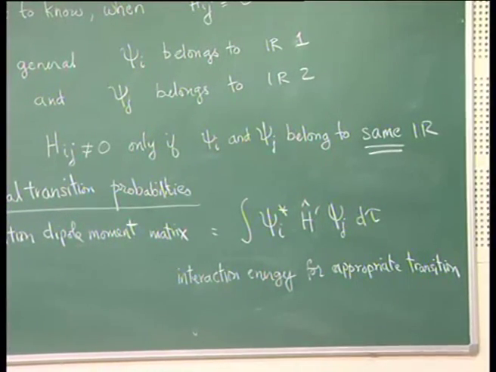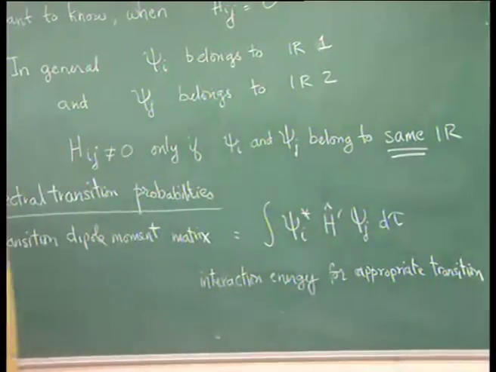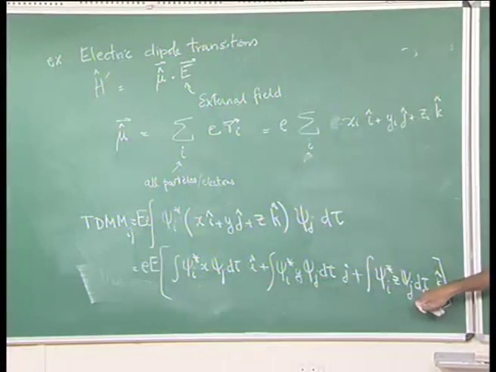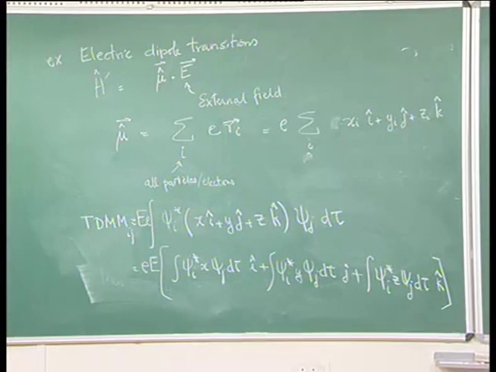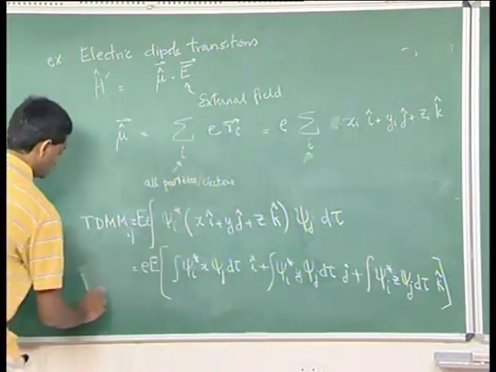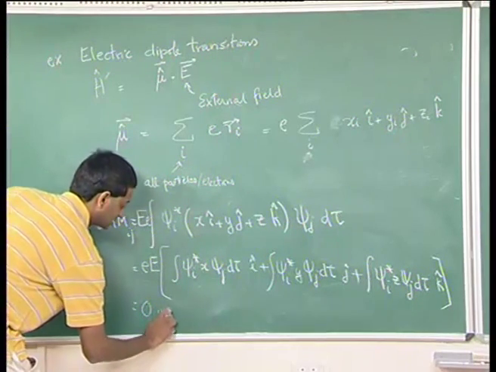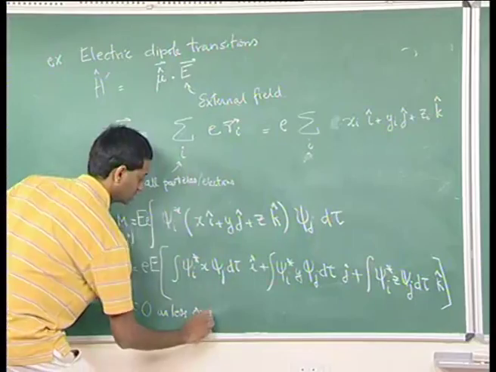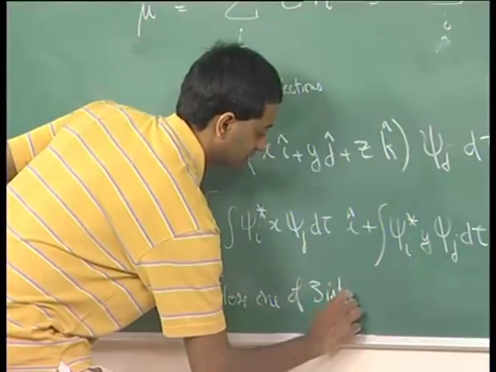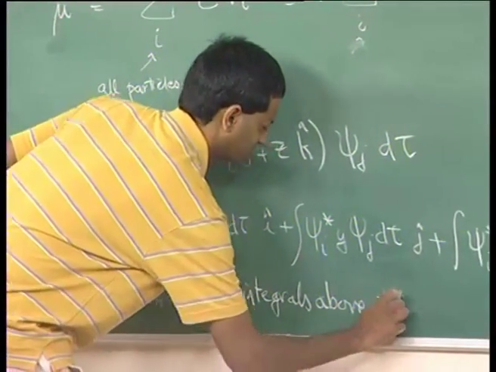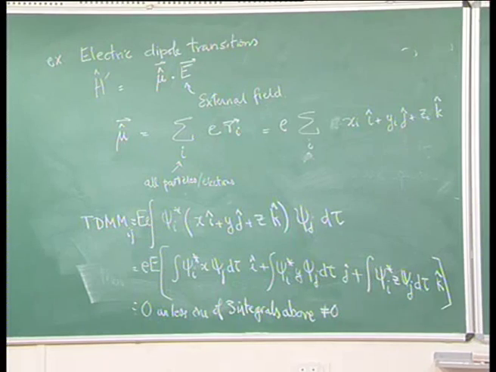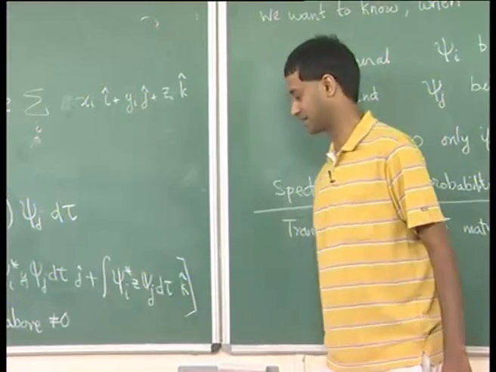Okay. Now you can immediately see that this will be 0 unless one of these integrals is non-zero. So it is equal to 0 unless one of the three integrals above is not equal to 0. Okay, so can we say something about which of these integrals will be non-zero just based on the symmetry properties of psi j and psi i?